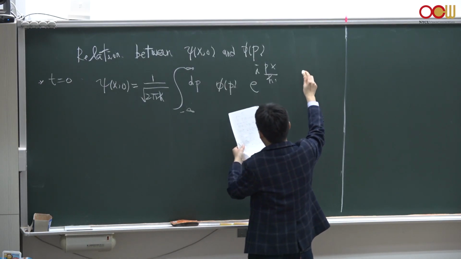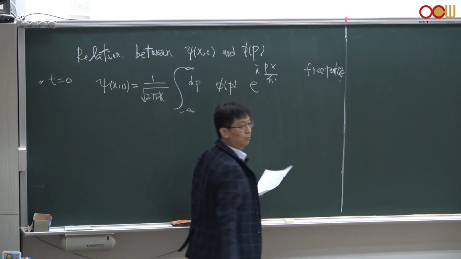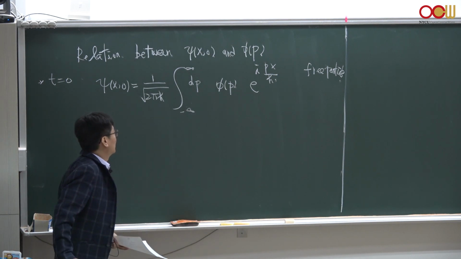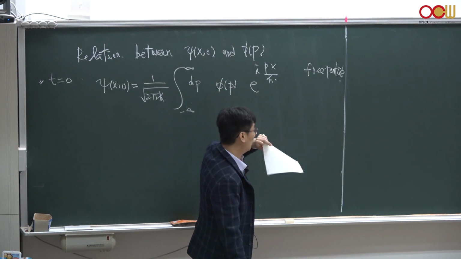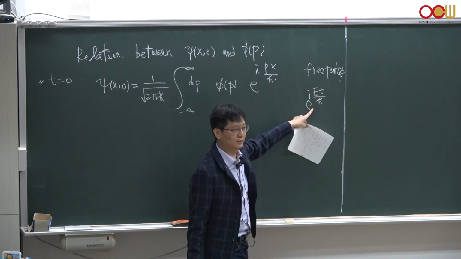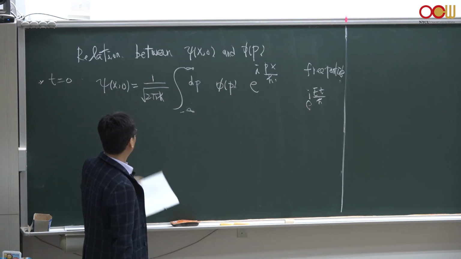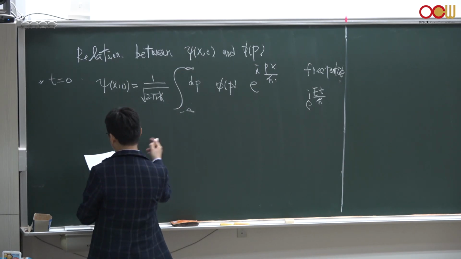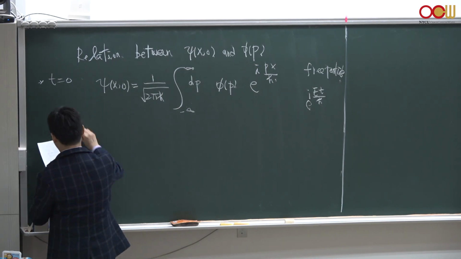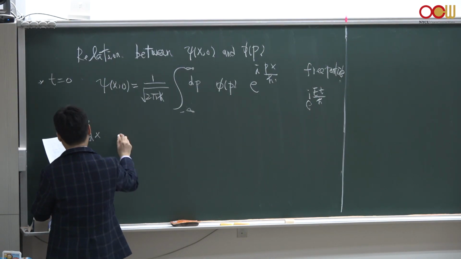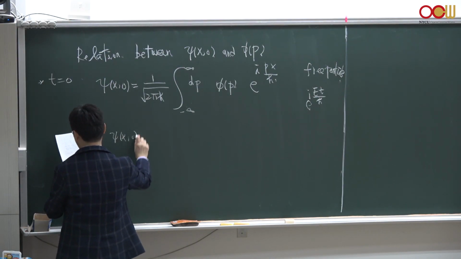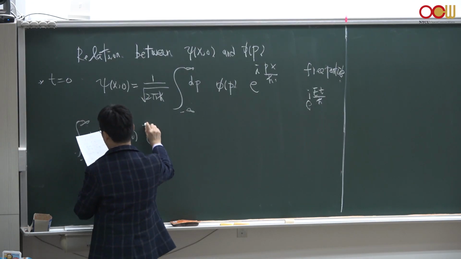This is for a free particle. There is no potential term, just an exponential term, e to the ipx over h bar. There is no time dependence here because time is fixed at 0. This is a really simple relation between these two wave functions. Let's perform this Fourier transformation. Later I'll formally define it. So let's just perform this integral.